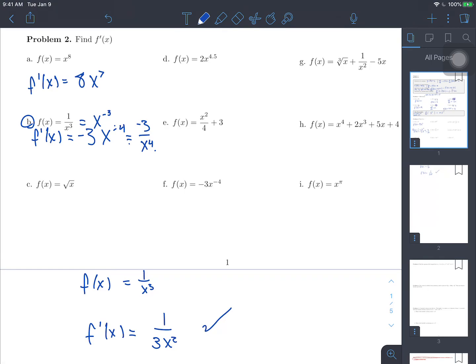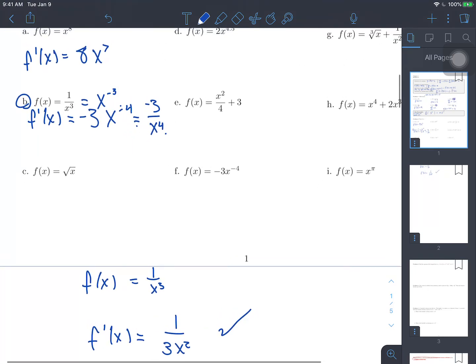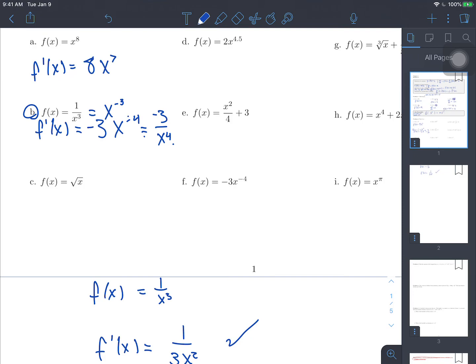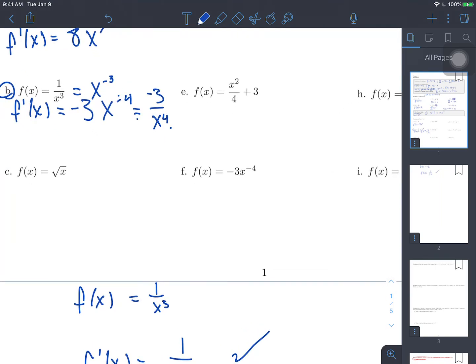Alright, next up I've got the square root of x. Well, I don't know how to do the derivative of a square root of a function. I know how to do the derivative of a function which is x to some power. Any ideas on what we could do? Yeah, Emma? Well, the square root just means it's x to the 1/2. Yeah, exactly. Square root of x is the same as writing x to the 1/2.